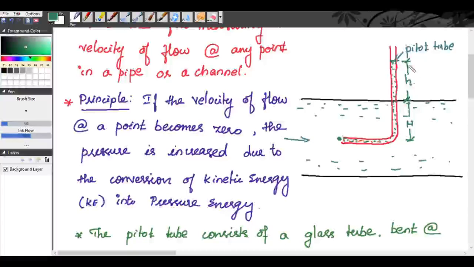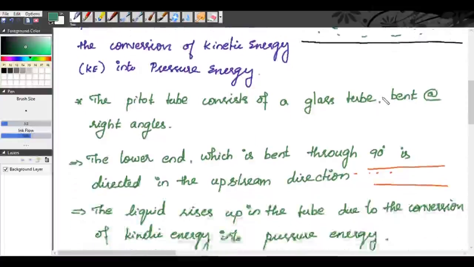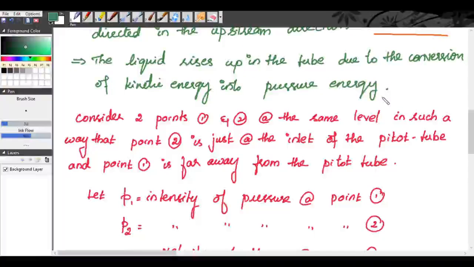So you can measure this height, and with the help of this h, you can determine the velocity. Now, in order to determine the velocity, we are going to apply Bernoulli's equation. The liquid rises up in the tube due to the conversion of kinetic energy into pressure energy. Now we will consider 2 points. Here we are not considering sections, we are considering points.